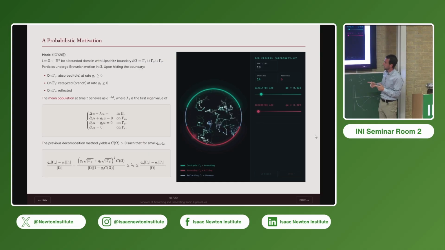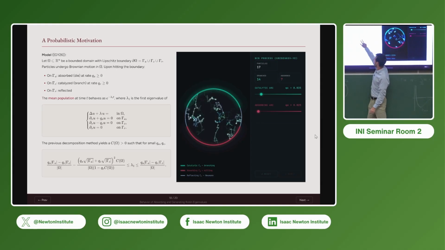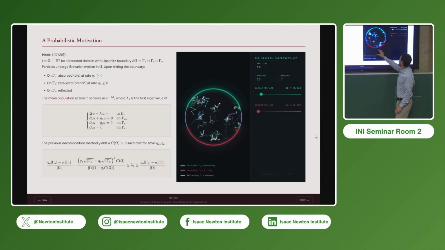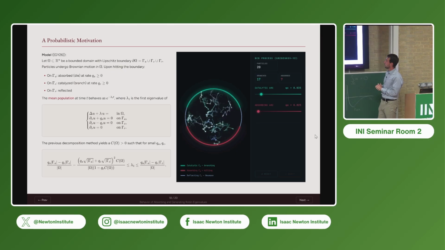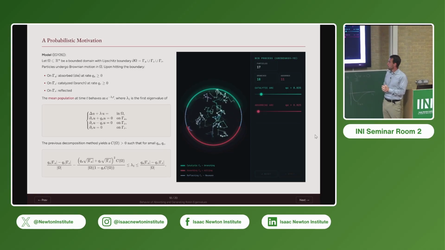So if lambda 1 is negative, we have an exponential growth of the number of particles. And hopefully this is also what we can see right here. We started with 10 particles and now it's going up. So this would be one setting where we can still apply the decomposition method that I mentioned before.